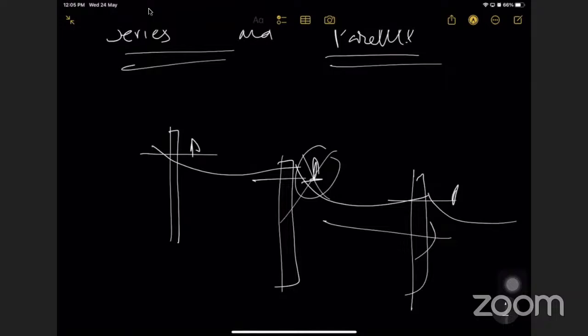Sir, in series, if one does not work, then all the others will not work. Sir, series is fairy light, sir. Sir, it's series, sir. Is it series for sure? Yes, sir.